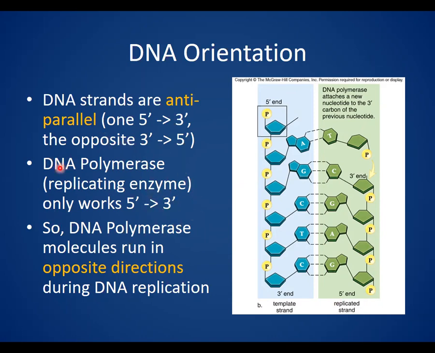The problem comes with the enzyme that is responsible for making new strands of DNA, and that enzyme is called DNA polymerase. When DNA polymerase was discovered, it was found that DNA polymerase only goes 5' to 3'. That is, it only goes one way in replicating DNA. And so for replicating one strand, it would have to go top to bottom. In replicating the other, it would have to go bottom to top. So the DNA polymerase molecules have to run in opposite directions during DNA replication.